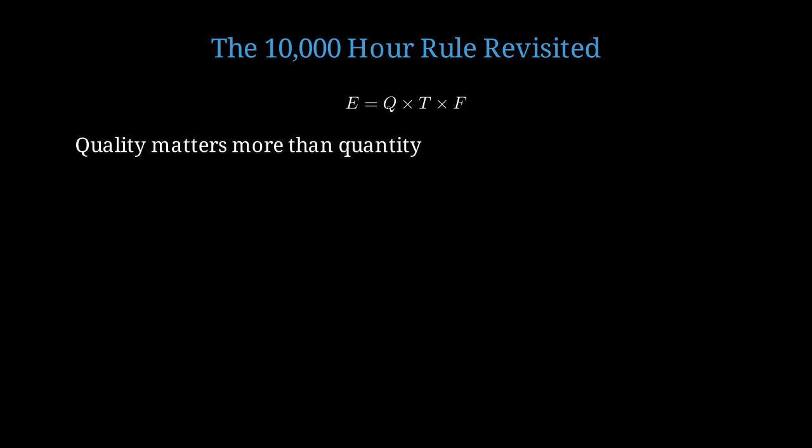You've probably heard of the 10,000-hour rule, but in the AI era, we need to update this concept. Expertise equals quality times time times focus. E is expertise, Q is quality of practice, T is time invested, and F is focus intensity. In the AI century, quality of practice matters far more than raw hours. 1 hour of deliberate, focused practice with immediate feedback is worth 10 hours of mindless repetition. Quality can be approximated as the ratio of time spent on novel challenges versus time in your comfort zone. Push yourself into discomfort regularly.